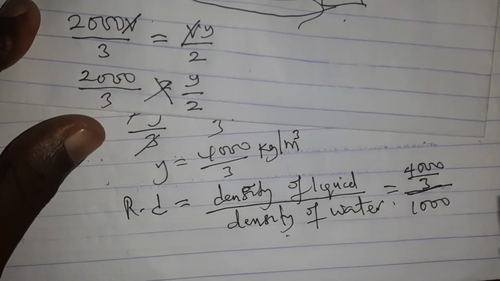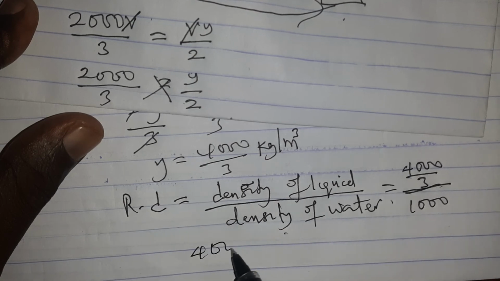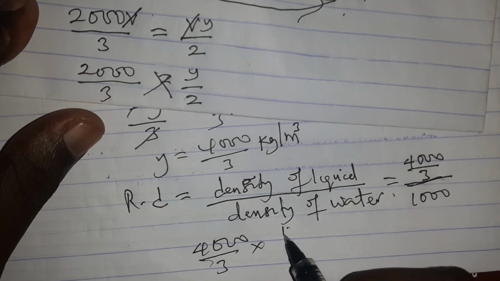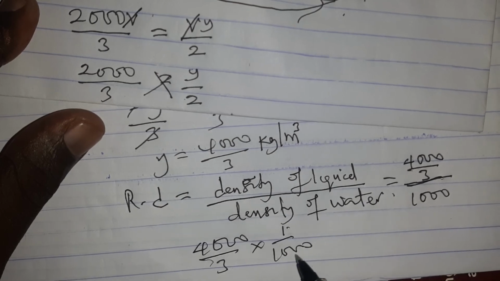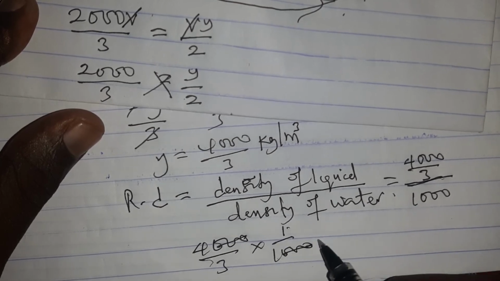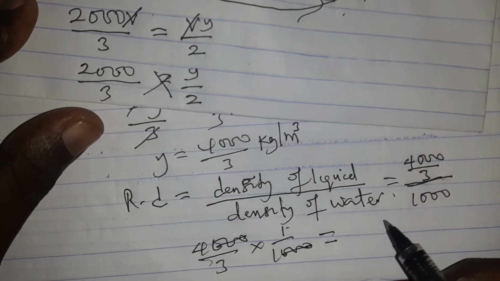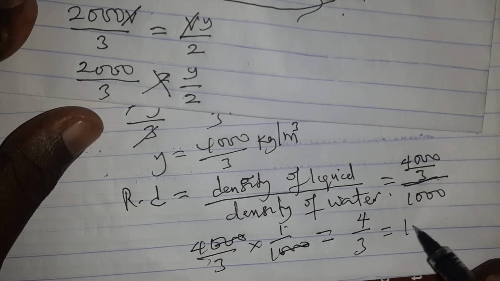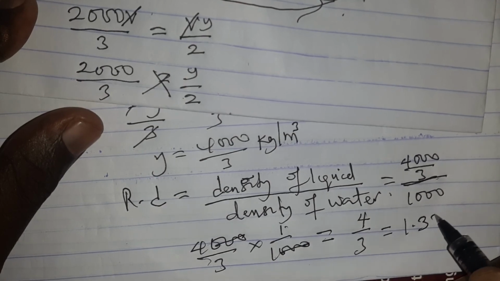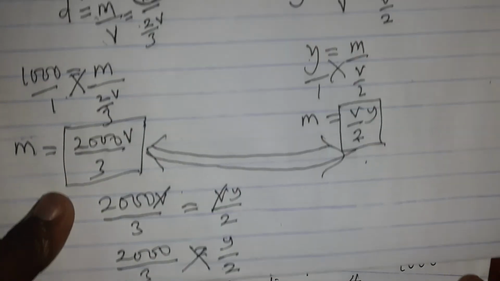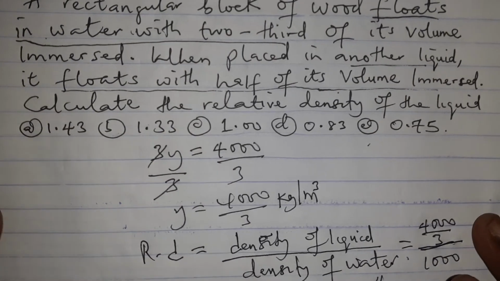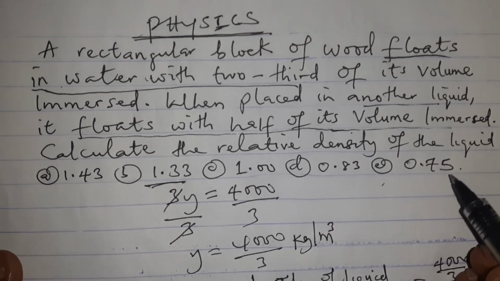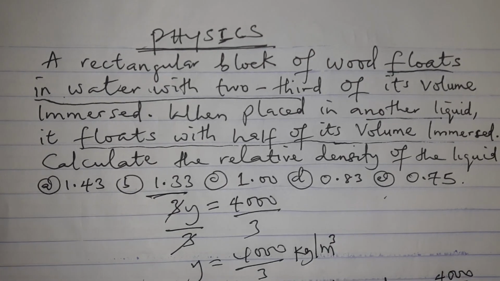So you now have 4,000 over 3 times, you are going to swap this one, times 1 over 1,000. So 3 zeros cancel 3 zeros. I end up having 4 over 3. And if you divide, that's approximately 1.33 as the value. So the answer to the question is actually 1.33 and not 0.75 as some of you were guessing. So it's very simple.